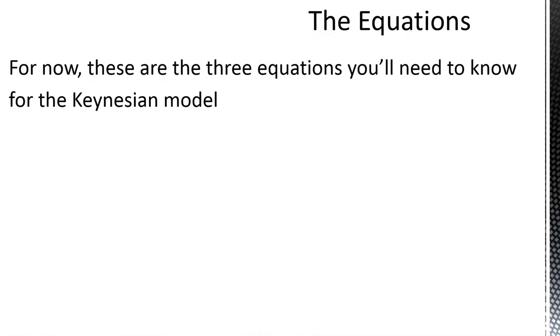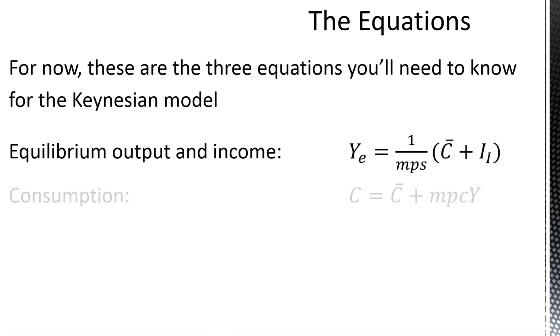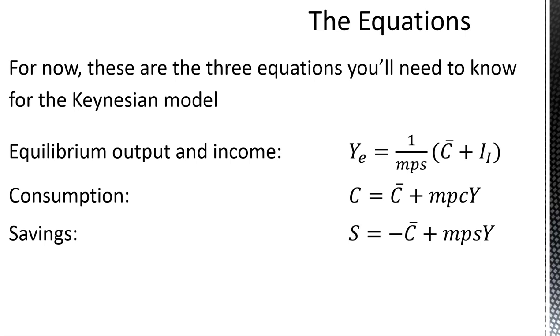So at this point, there's really only 3 equations that you need to be keeping track of, but it will be important that you remember all 3. The first is equilibrium output and income, Y sub E, which we just looked at, and the second we've looked at before, the consumption equation and the savings equation. The consumption equation is given by C bar plus MPC Y. The savings equation is very similar, but kind of the reverse. Savings is negative C bar plus MPS Y. In calculations that we'll be doing in just a moment, this Y is going to be Y sub E. So we could rewrite these consumption and savings equations as having Y sub E instead of just Y in it, but I won't bother with that here.